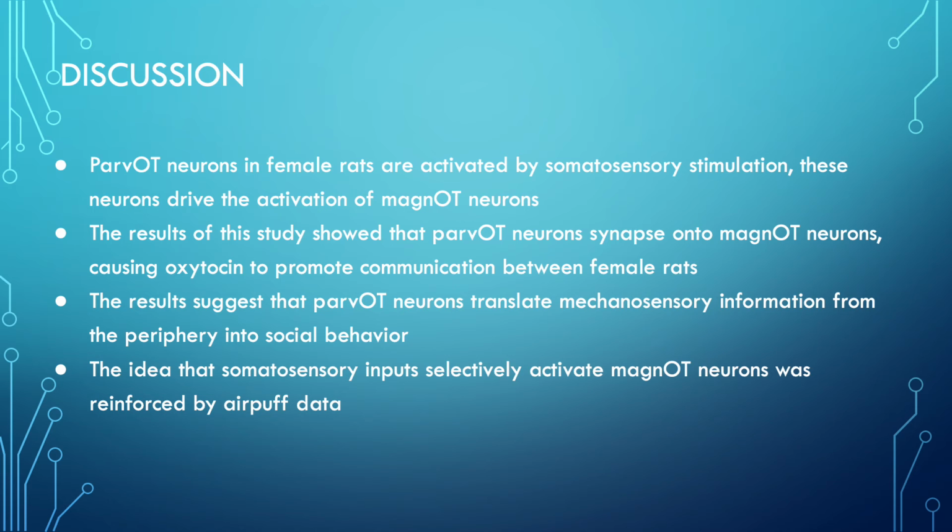The results of this study showed that parvocellular oxytocin neurons synapse onto magnocellular oxytocin neurons, causing oxytocin to promote communication between female rats. These results suggest that parvocellular oxytocin neurons translate mechanosensory information from the periphery into social behavior. The idea that somatosensory inputs selectively activate magnocellular oxytocin neurons was reinforced by the AirPuff data.